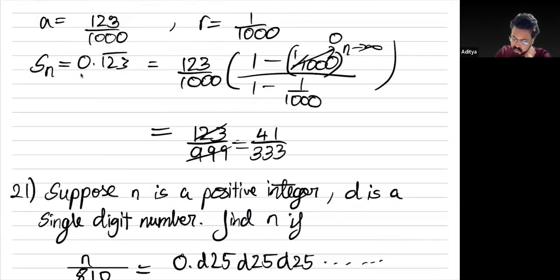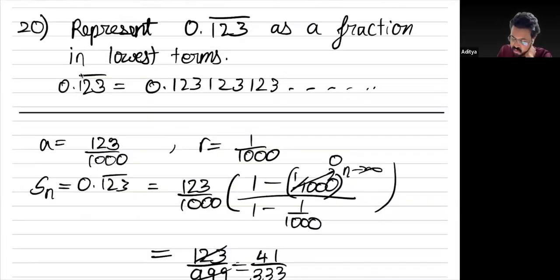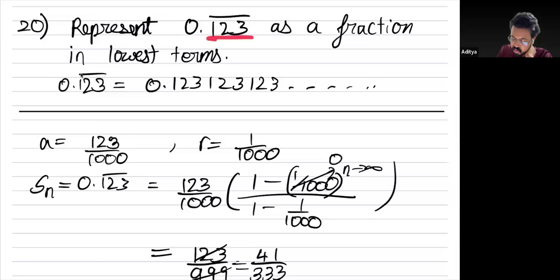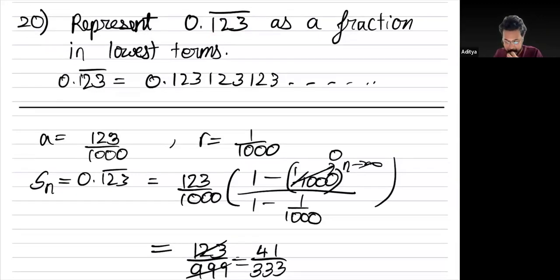That was from the previous question. Suppose you have this fraction 1, 2, 3. You want to replace terms, no? So you end up getting 1 over 999, correct? Same way I've written.